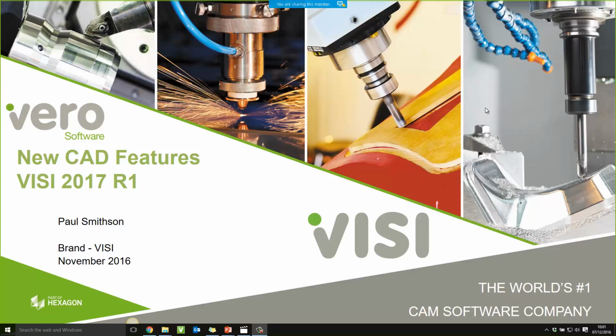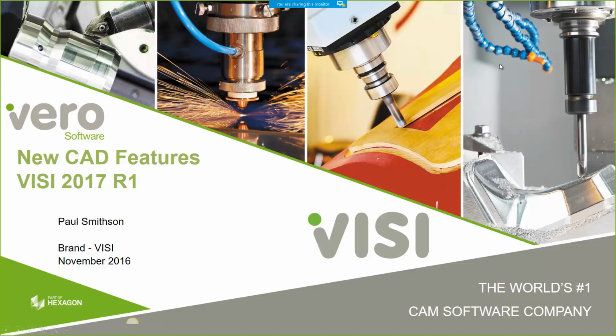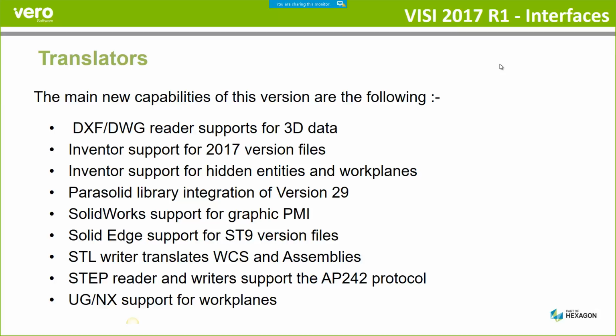So, welcome everyone. I'm going to run through the features for the 2017 R1 release. To start with, we'll run through translators. I'm not going to run through every single change that we've done through the translators for this release. The things that jumped out for me were the SolidWorks support for the graphics PMI information. Could be useful for anybody getting models off customers using SolidWorks.